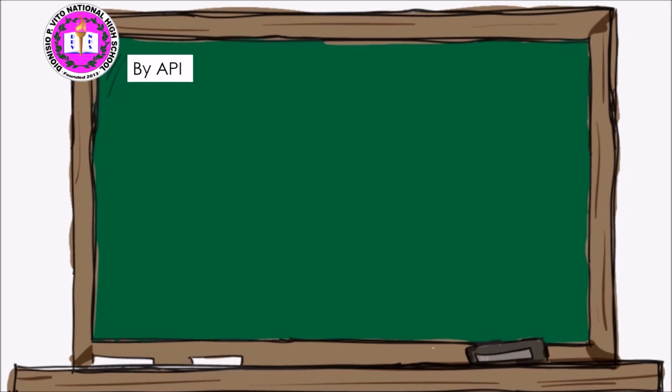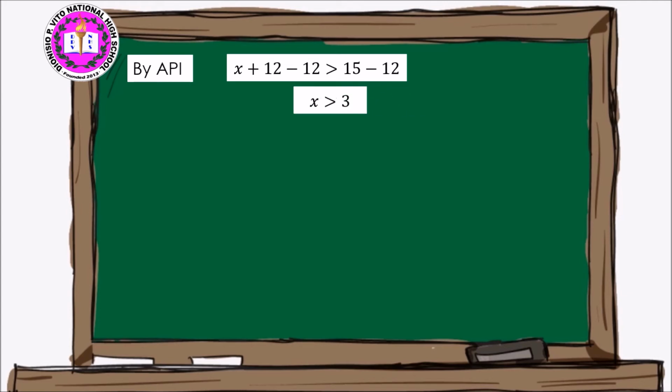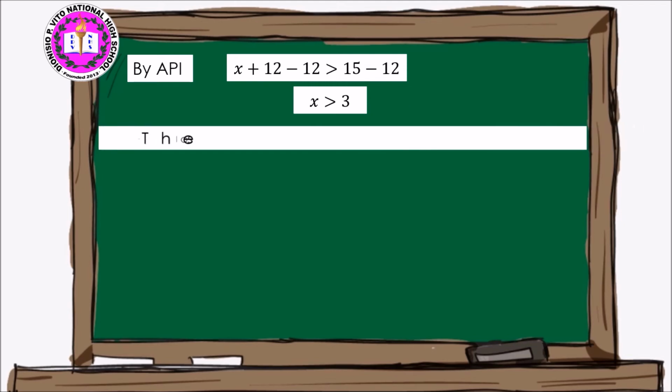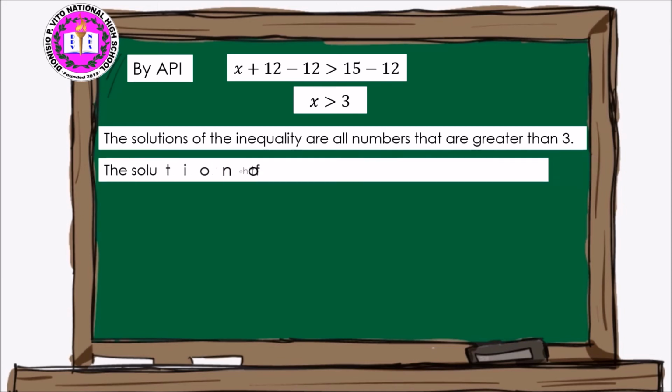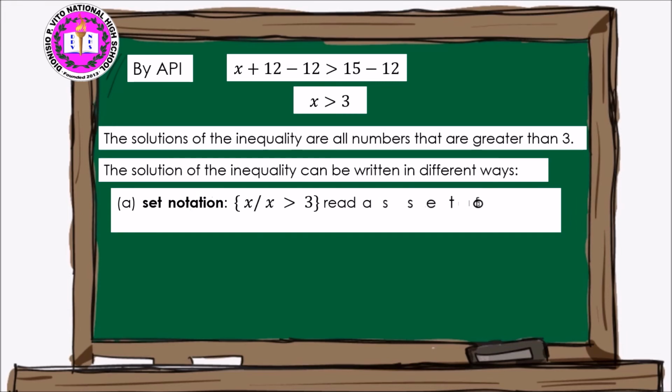So by API, we have x plus 12 minus 12, which is greater than 15 minus 12. Therefore, our x is greater than 3. So the solutions of the inequality are all numbers that are greater than 3. The solution of the inequality can be written in different ways. The first one is the set notation. So it is read as the set of all x such that x is greater than 3.